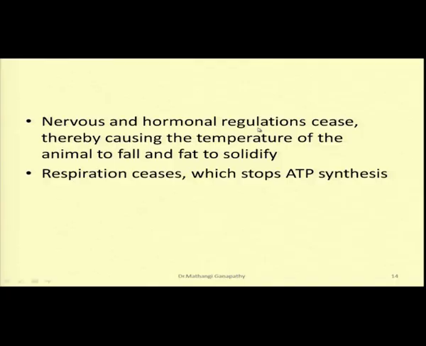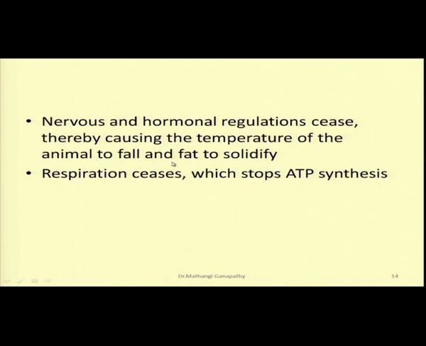The nervous and the hormonal regulations. Even if a cell is supposedly under resting condition, not moving or immobile, there is a lot of background activity like ATP production, hormonal regulation, and the circulatory system responding to external stimuli. All that happens even in a resting cell. But here, because the animal has been killed, all that will stop. So the nervous and hormonal regulations will cease, thereby causing the temperature of the animal to fall. The automatic regulation to the normal body temperature will also stop, so the temperature will start falling.